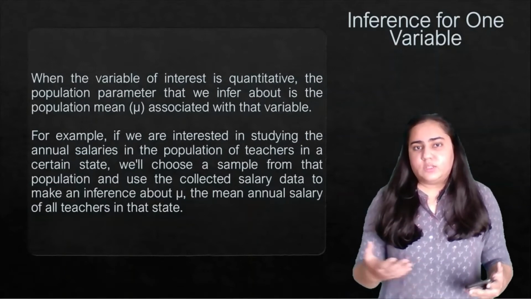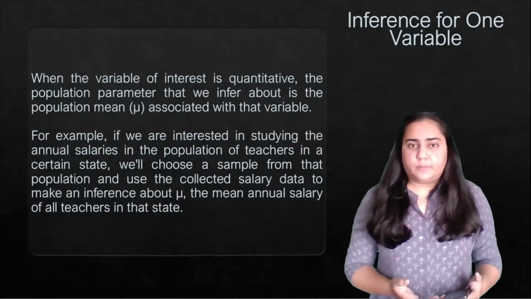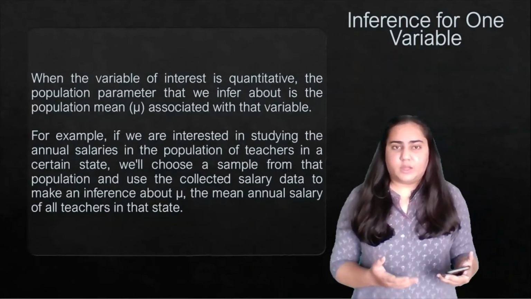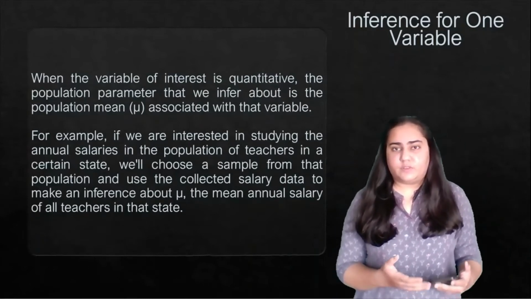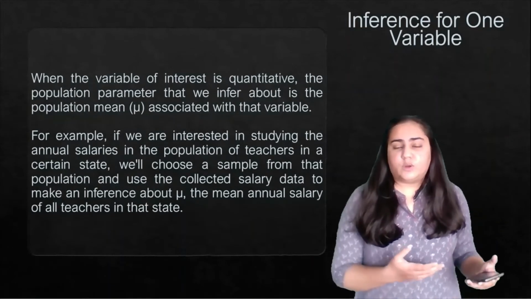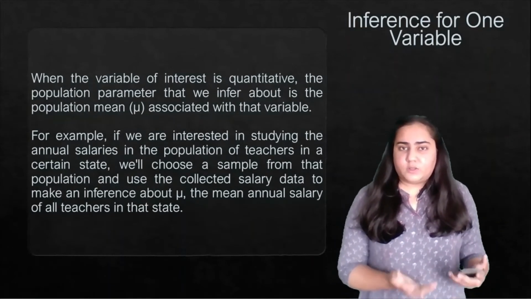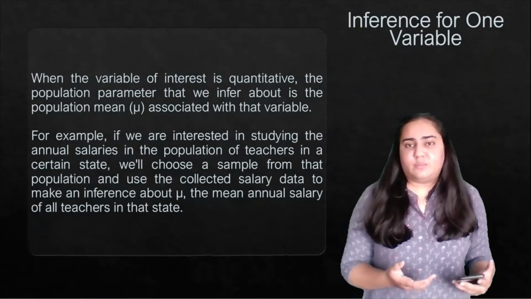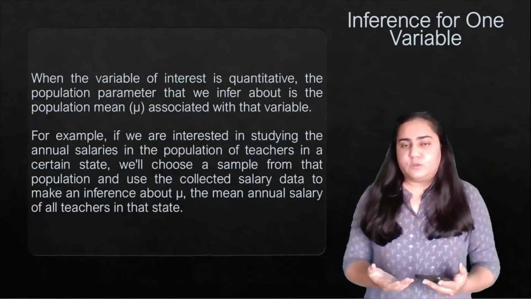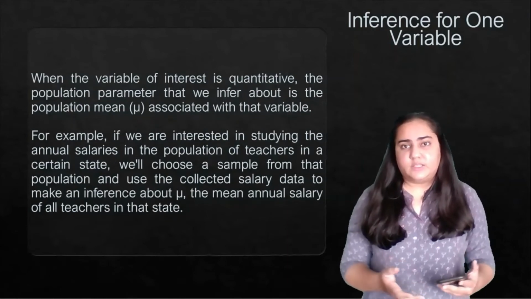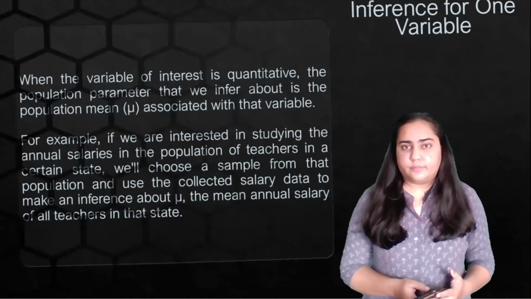So notice how when it's a quantitative variable, we are taking the annual salary, the average annual salary, and comparing it with whatever result we get. But when we talk about a categorical variable, we cannot take an average. And that's why we compare our sample result with a proportion P of the population. And that is how we make inference.